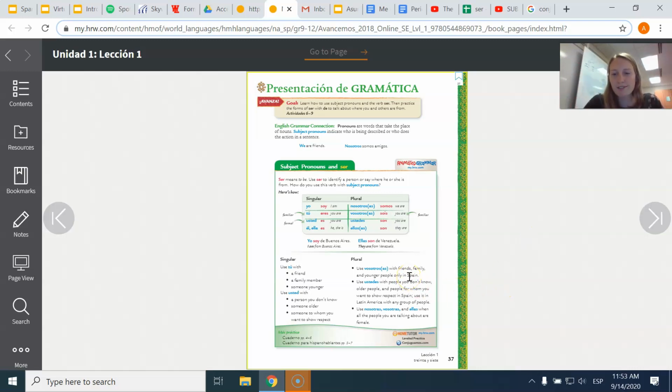Vosotros or vosotras is with family, friends, and younger people, but only in Spain. Only in Spain. That's a big point. You're not going to say vosotros if you go to Ecuador, if you go to Costa Rica, any Latin American country. Just use it in Spain, in Europe. Use ustedes with people you don't know, older people, and people for whom you want to show respect to in Spain. Use it in Latin America with any group of people.